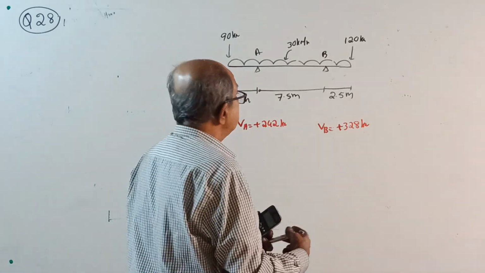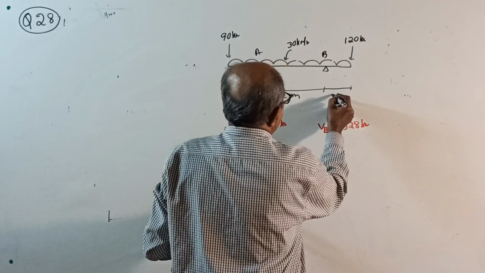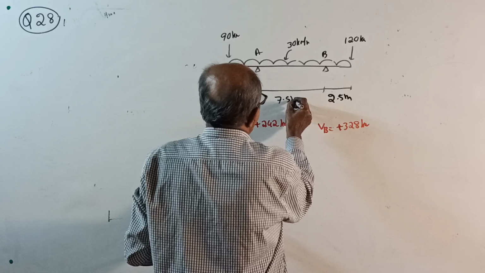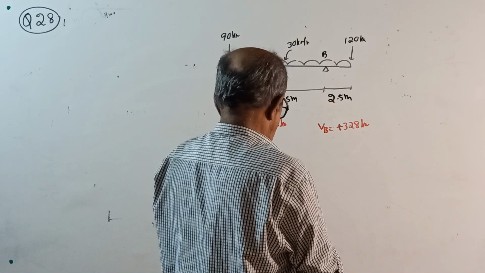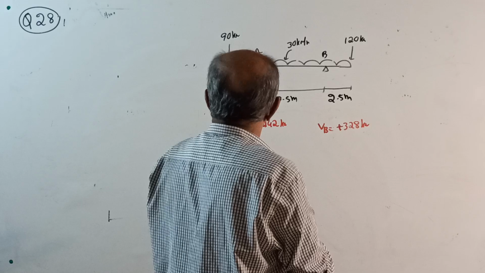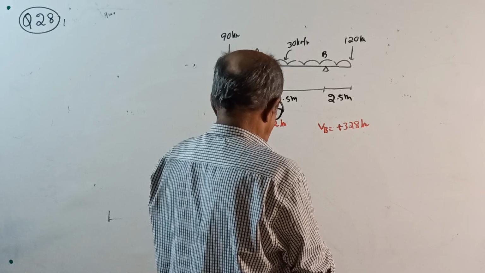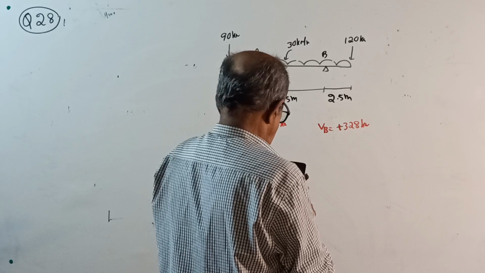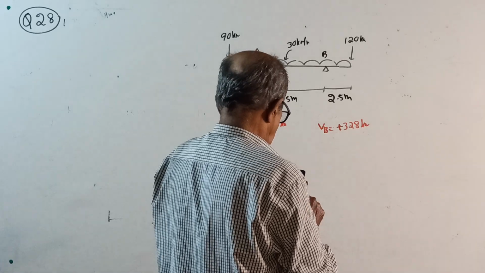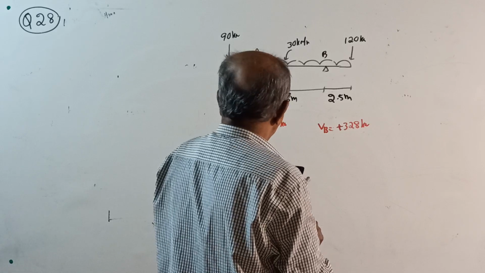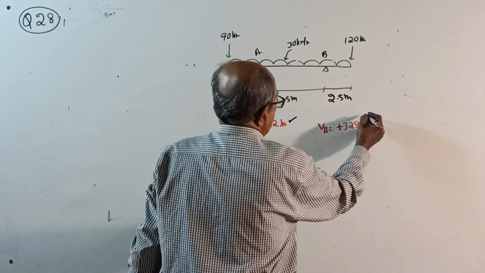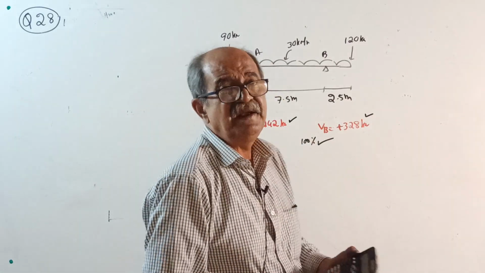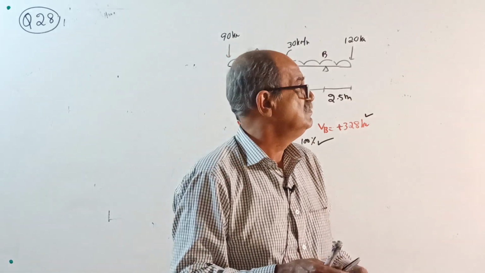Before I give the question for you, I'll check the answer once again. 2.5 meter, 7.5 meter. 242. Yes, perfectly correct. 100% correct answer. Solve this question and get ready for more questions next time. Okay, thank you.